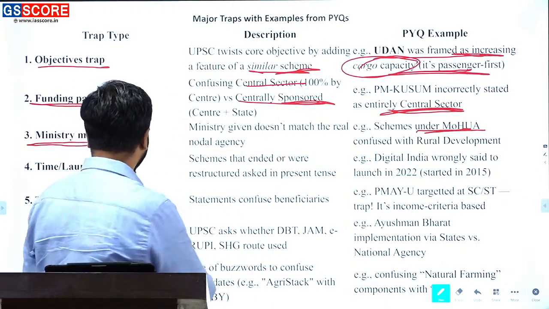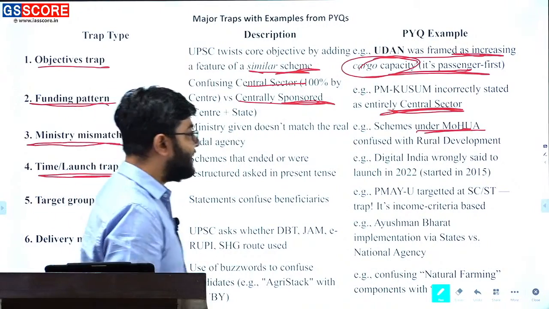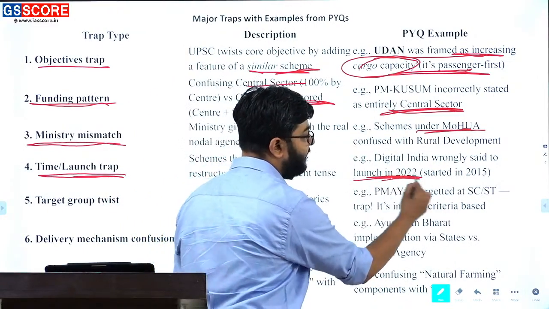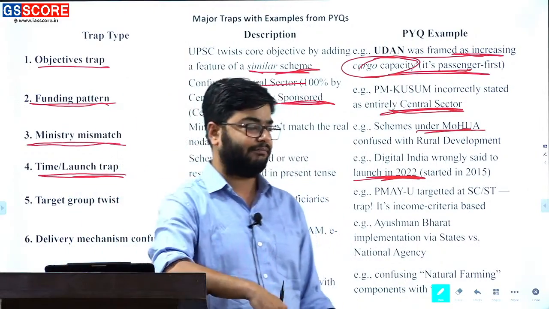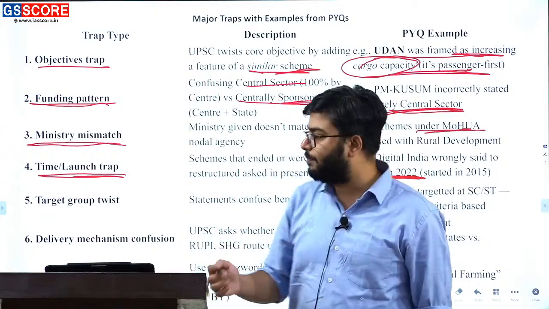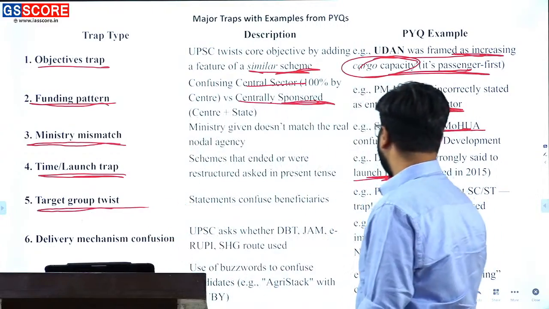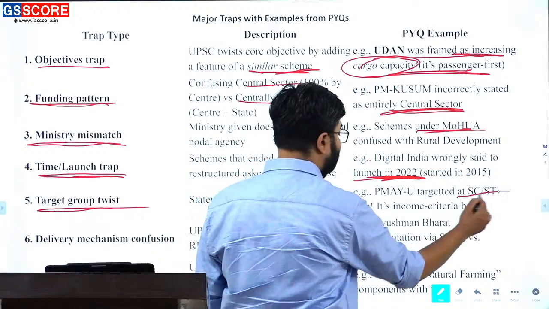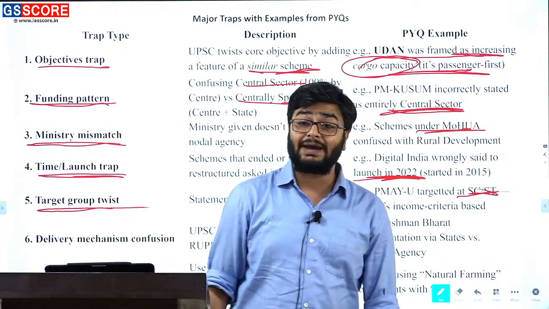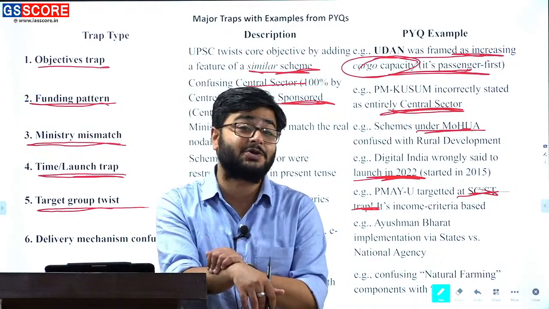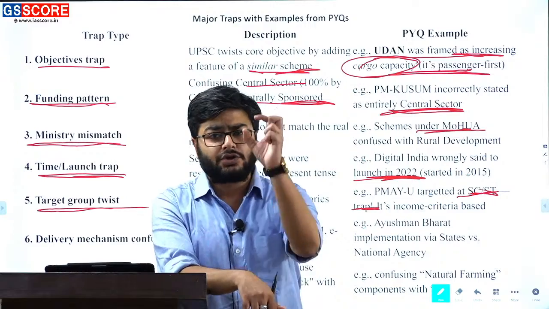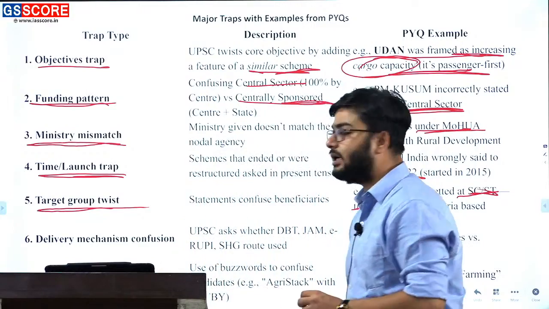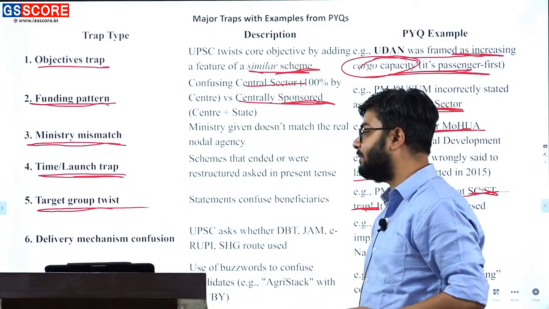Along with this, you will see the time and launch trap. Schemes which have been ended. For example, Digital India was not launched in 2022. It was started in 2015. Similarly, the target group, wherein Pradhanmantri Awas Yojna Urban is said to be targeted at SC/ST only. In reality, it is income criteria based. It is not for SC/ST only. So such fine details are necessary to be imbibed when you consume those very schemes and programs.